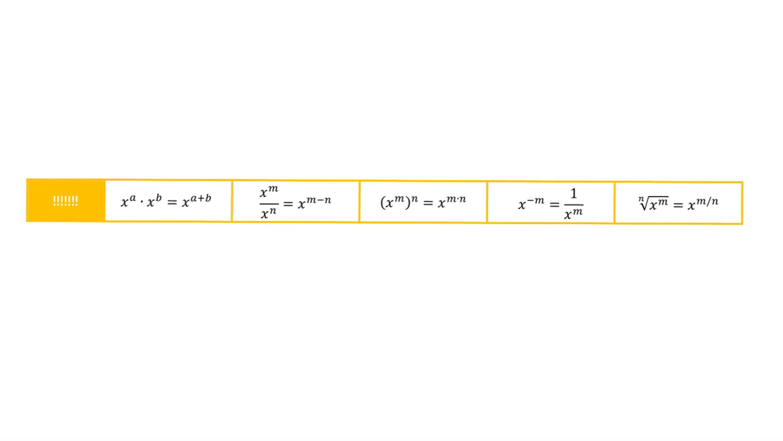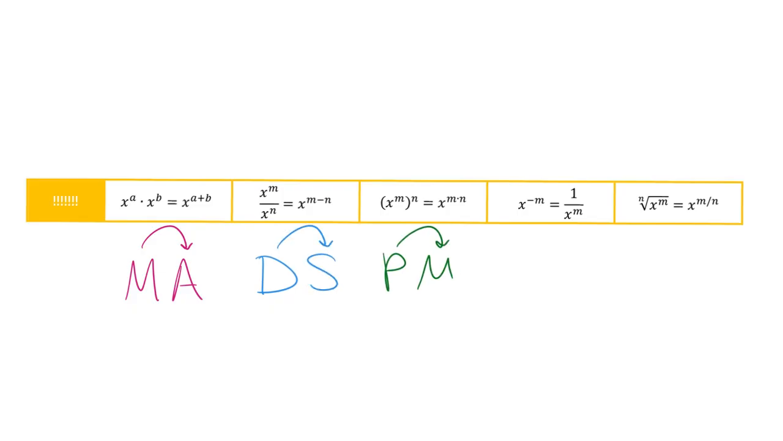We do need to know these exponent rules to be able to do today's lesson, but I'm going to give you a shortcut, maybe an acronym that you may have seen before. So for the product, quotient, and power property of exponents, you may have learned this acronym MADSPAM. That stands for if you're multiplying the bases, you add the exponents. If you are dividing the bases, you subtract the exponents. And if you have a power raised to a power, you multiply the exponents.